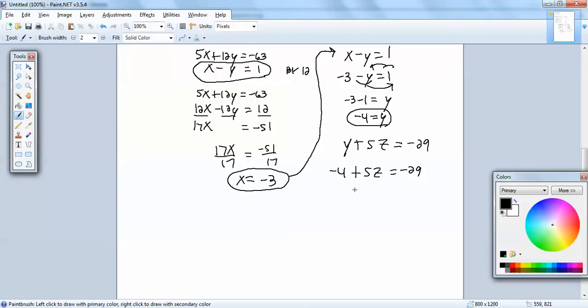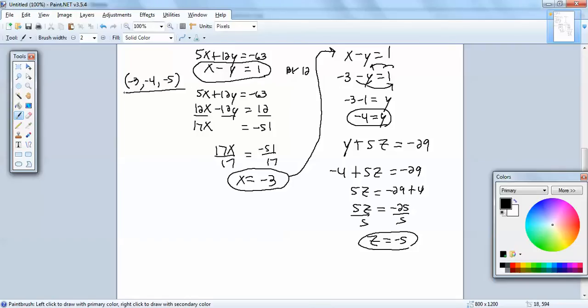Plus 5z is equal to negative 29. Take negative 4 over. It becomes a positive 4. And that gives us negative 25. And then divide both sides by 5. And you get z is equal to negative 5. So our answer would be negative 3, comma, negative 4, comma, negative 5, maybe.